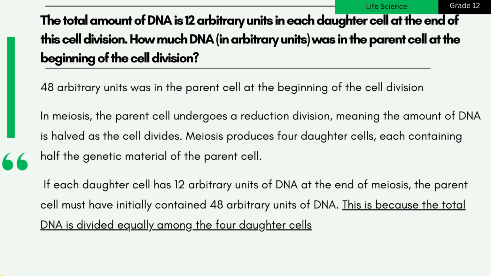In meiosis, the parent cell undergoes a reduction division, meaning the amount of DNA is halved as the cell divides. Meiosis produces 4 daughter cells, each containing half the genetic material of the parent cell. If each daughter cell has 12 arbitrary units of DNA at the end of meiosis, the parent cell must have initially contained 48 arbitrary units of DNA. This is because the total DNA is divided equally among the 4 daughter cells.